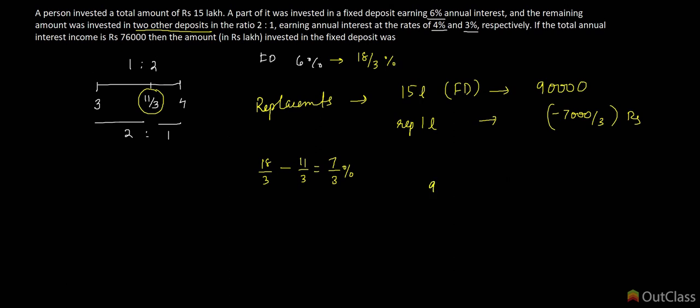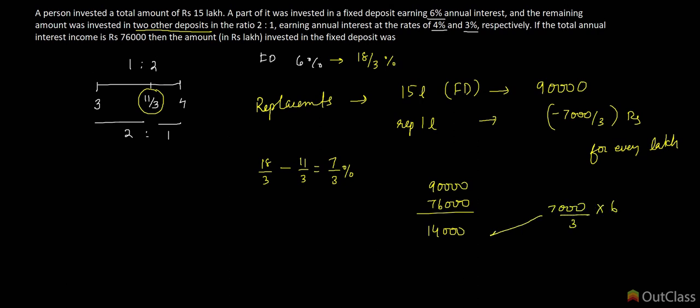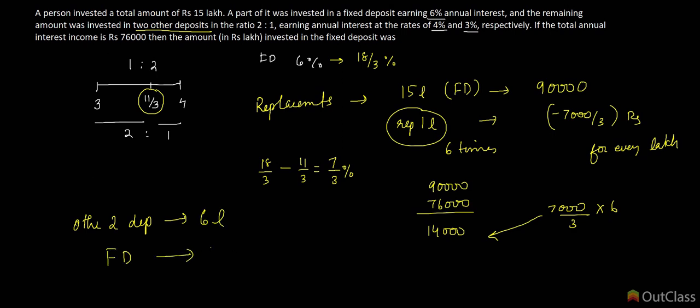Now you want to go down from 90,000 to 76,000. That means your total reduction is 14,000. Minus 7,000 by 3 for every lakh. You will see that if you multiply this with 6, you will get your 14,000. That means you did this replacement of 1 lakh 6 times, which means the other two deposits together are 6 lakhs, and the FD is the remaining 9 lakhs. 15 minus 6, 9 lakhs, and that is your answer.